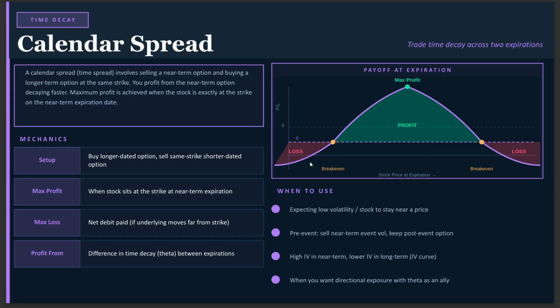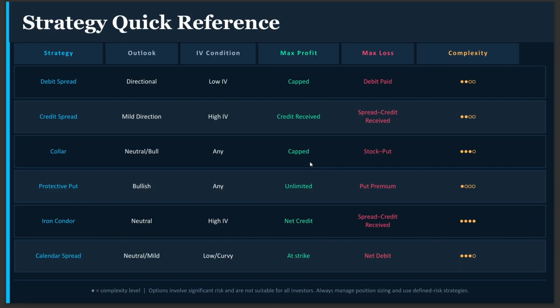And in a way, your longer dated option value is getting offset by your same strike shorter dated option, right? Because you are collecting an upfront premium that can be used to buy the long leg for this example. All right. And that's basically it.